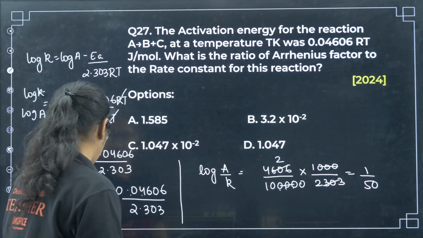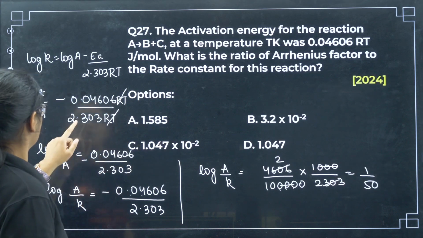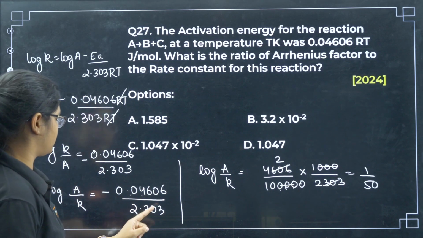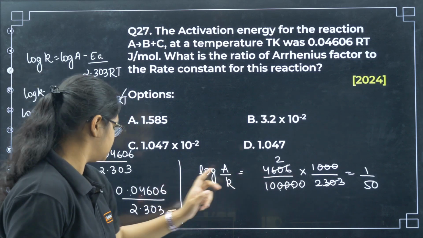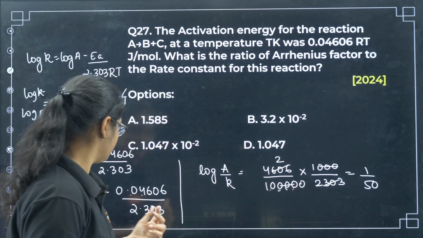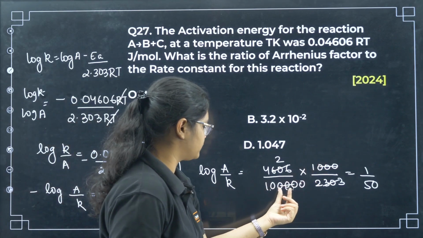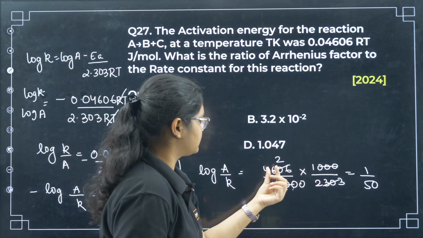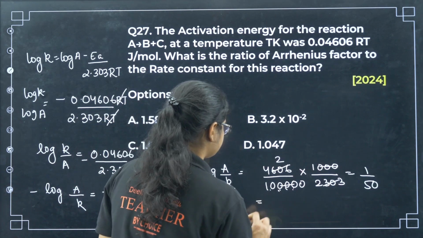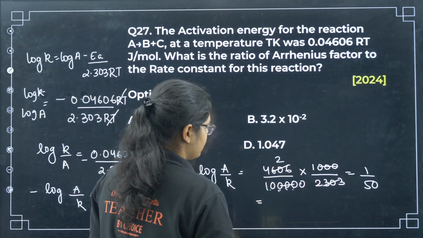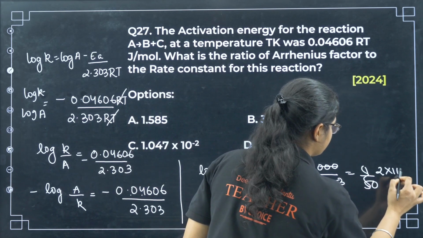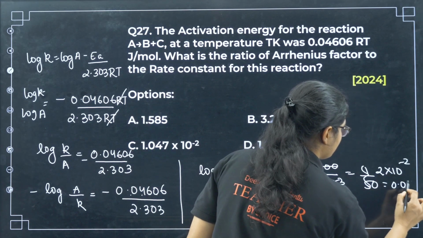I will just check this calculation once again. I got 0.04606 by 2.303. I wrote 4606, and 2.303 into 1000, 3030 cancelled, 2.303 times 2. So I will get 2 by 100 or 1 by 50. Okay. So now I can write it as 2 into 10 to the power of minus 2 or 0.02, right?